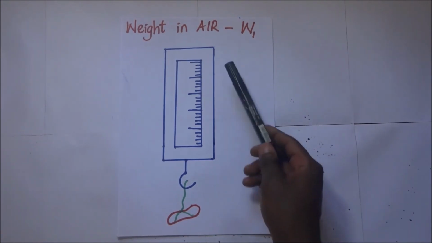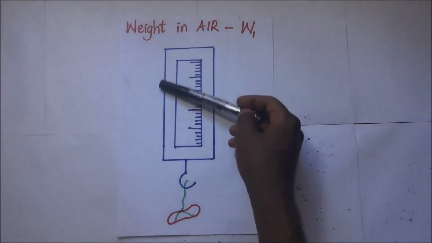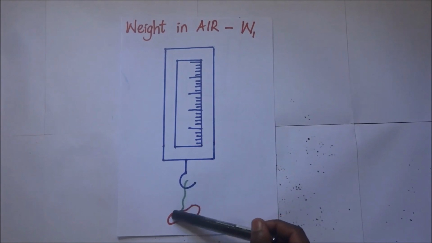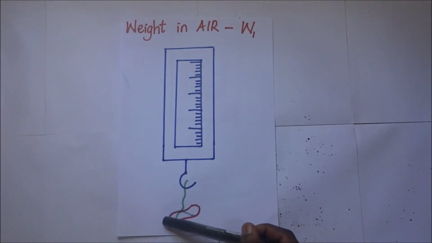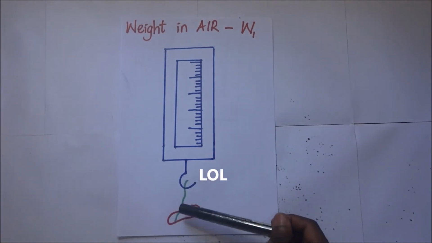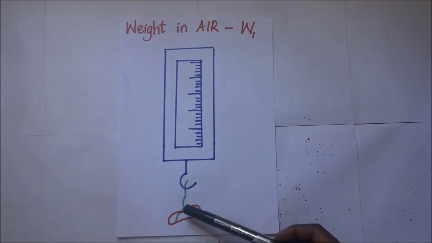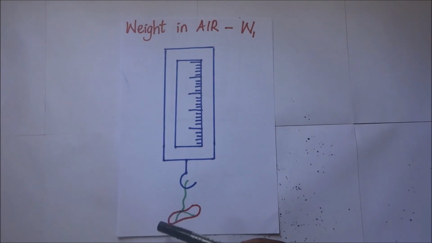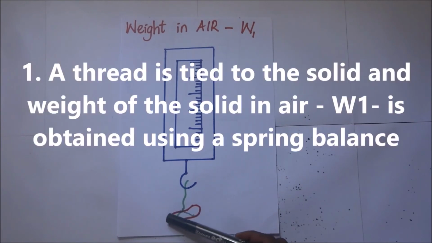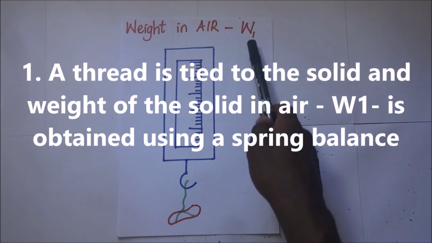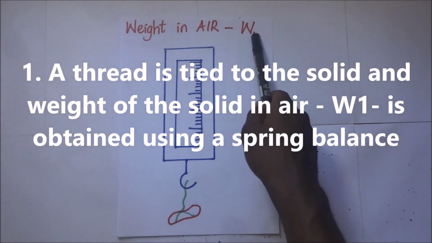So right before us we have what is called a spring balance, and we have tied something on it. This is the solid that floats in water, the irregular solid that floats in water, whose density we want. So as we go ahead to find the density, first of all we are going to tie a thread to this solid and get the weight of this irregular solid in air, and we are going to call that W1.